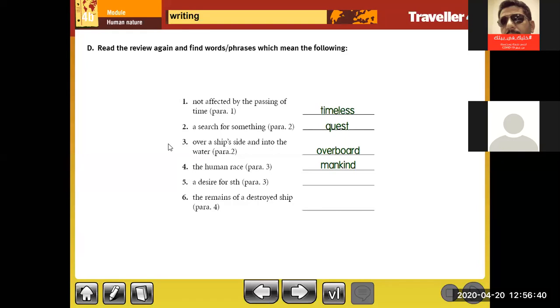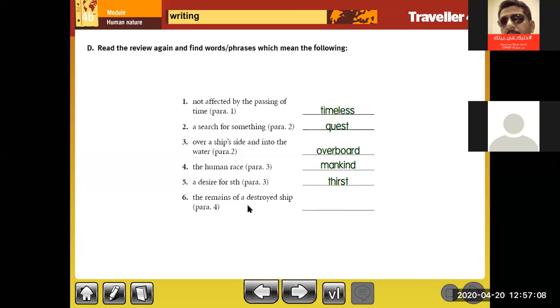Let's take another one. Number 5, a desire for something. We said desire, رغبة, شيء, in paragraph 3. عنده رغبة في الانتقام. He said what? His thirst for revenge. What is it? It's thirst. Thirst for revenge.